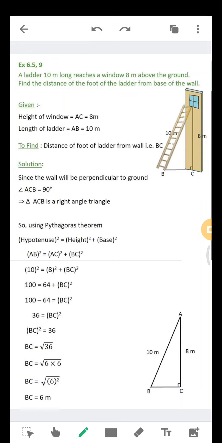So let's substitute the values. AB is 10 and AC is 8. Substituting the values, we get 10 square is equal to 8 square plus BC square. 10 square is 100 and 8 square is 64. Transposing this to the left, we get 100 minus 64, and that is equal to 36. So BC square is equal to 36. BC is equal to root of 36, which is nothing but 6 meters. So the distance from the base of the wall to the foot of the ladder is 6 meters.